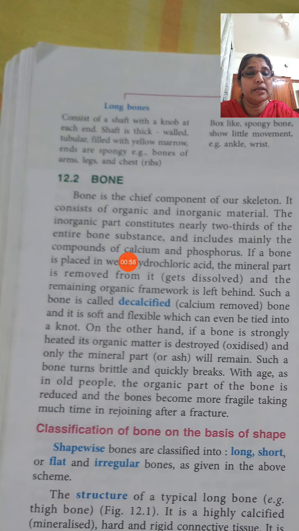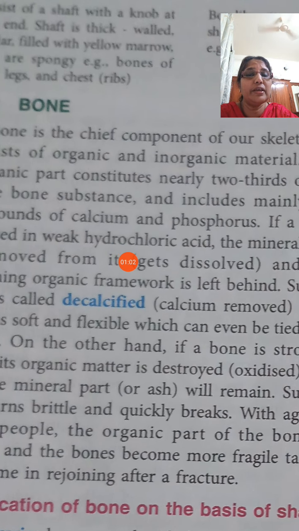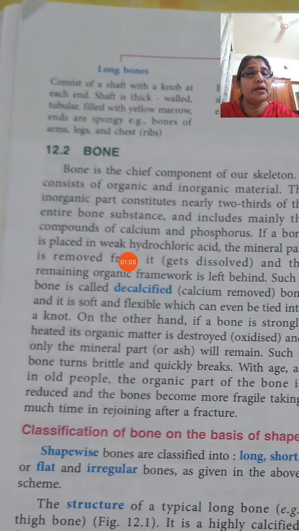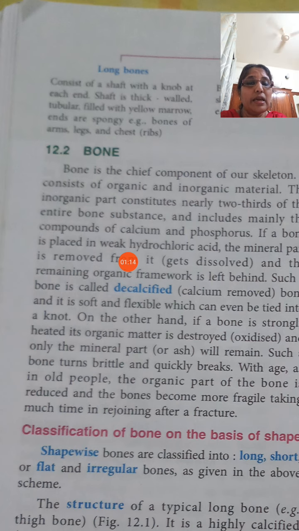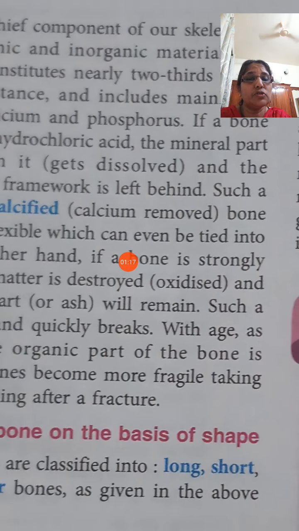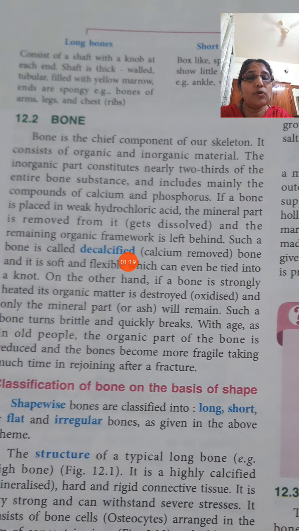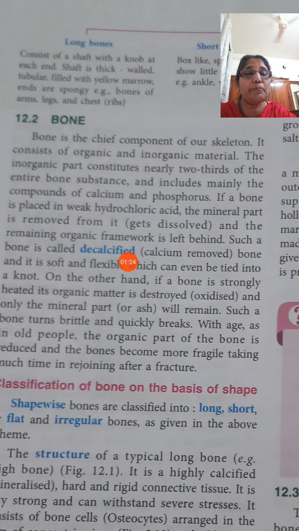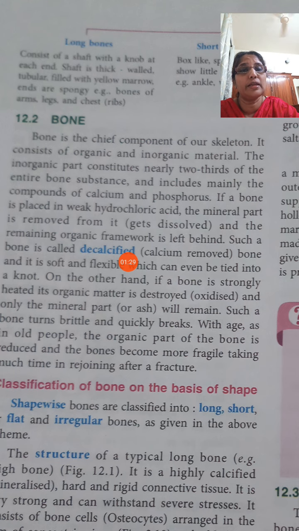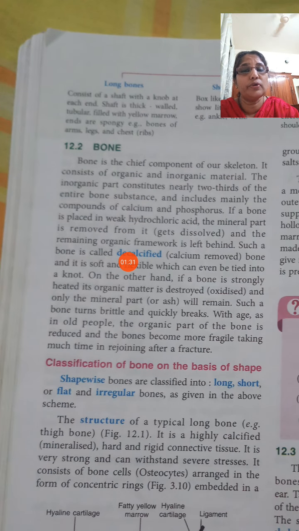We can prove it by certain experiments. If we place the bone in weak hydrochloric acid, the minerals calcium and phosphorus get dissolved, so we get a flexible part, the organic part, which we can separate out. Likewise, if we burn the bone very strongly, the organic part gets oxidized and the mineral part, the ash, we can also separate. So we can prove that two components, organic and inorganic parts, are there in the skeleton.